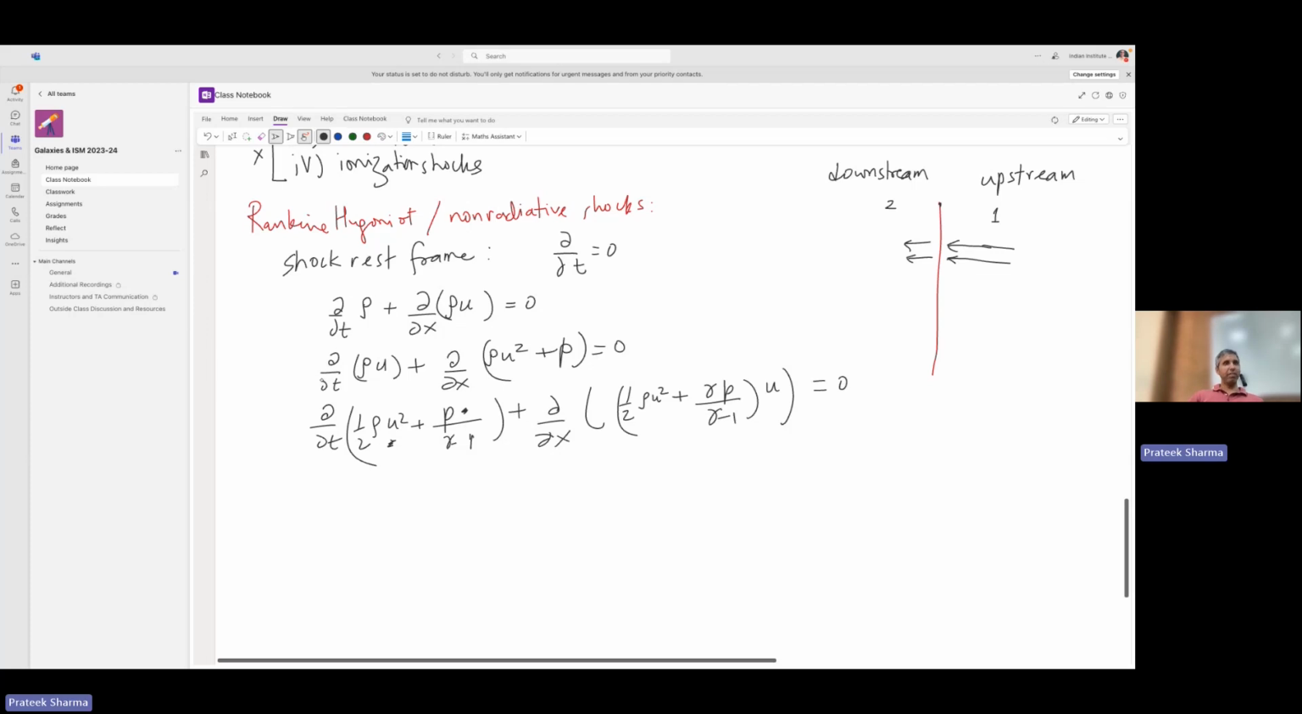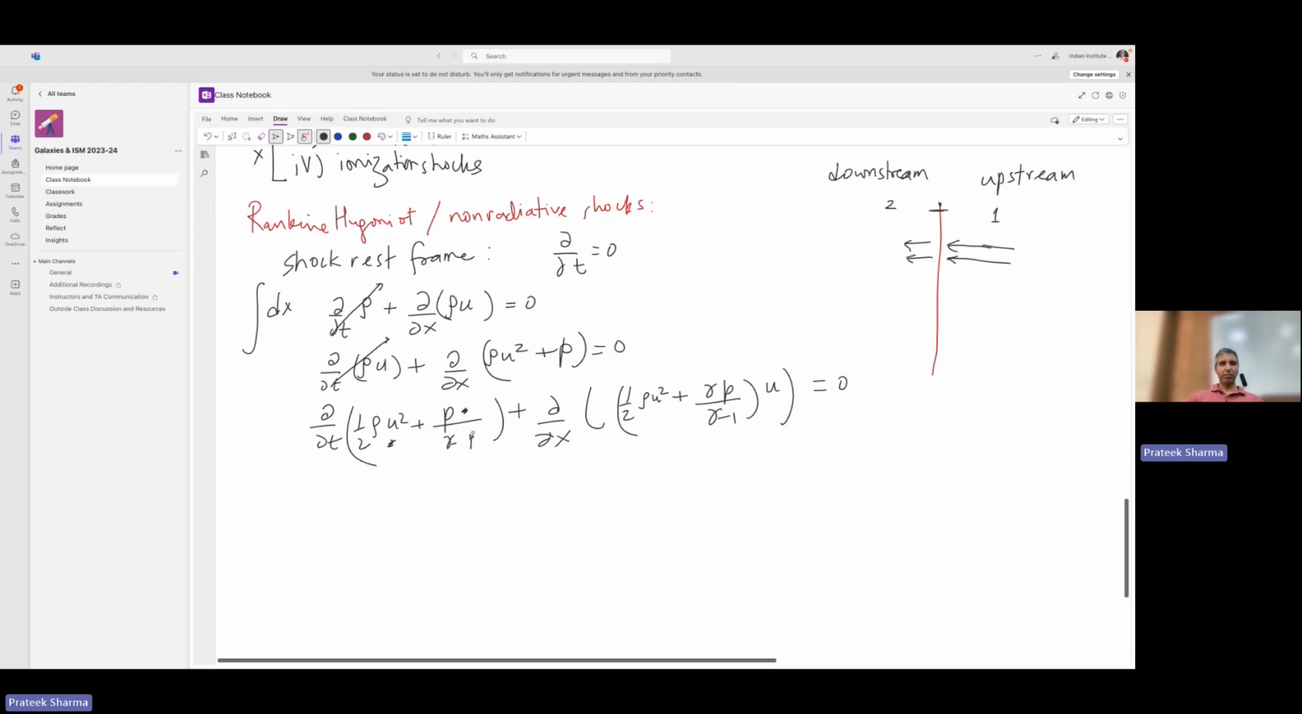Now, partial by partial t is zero. These differential equations apply everywhere except at this discontinuity, which is the shock. At the shock, you cannot take a derivative. If you have a discontinuity, you cannot take a derivative there. So the idea is you integrate across this discontinuity, and you get a jump condition. The time term is anyway zero: density, momentum density and total energy density do not change in time.